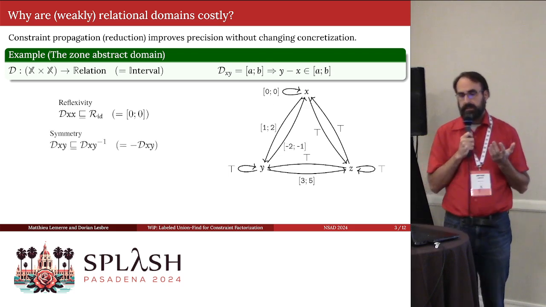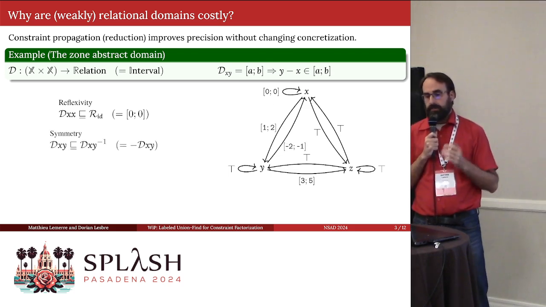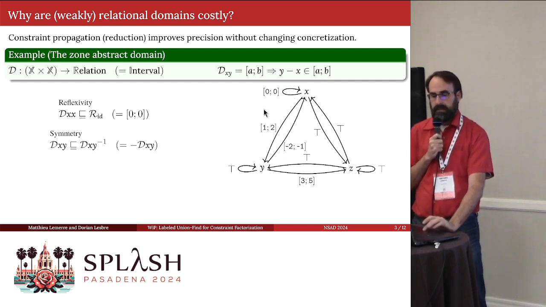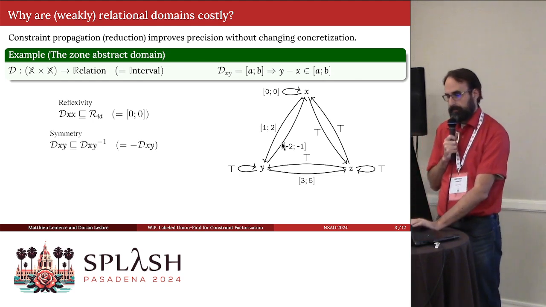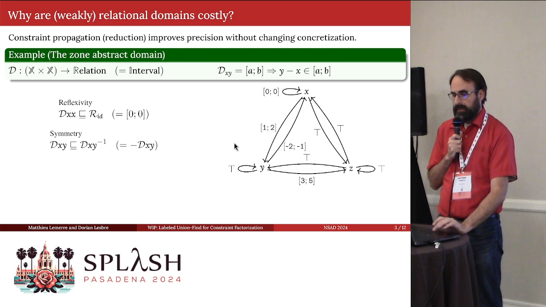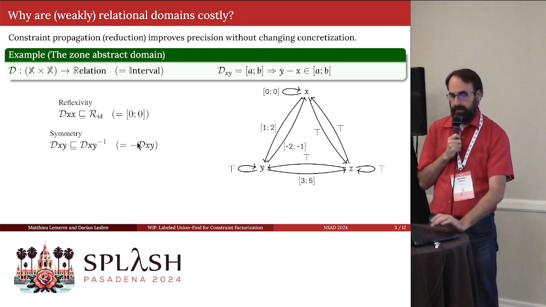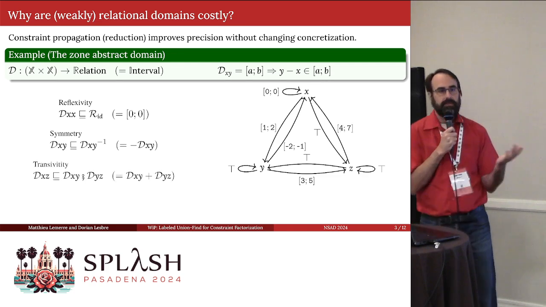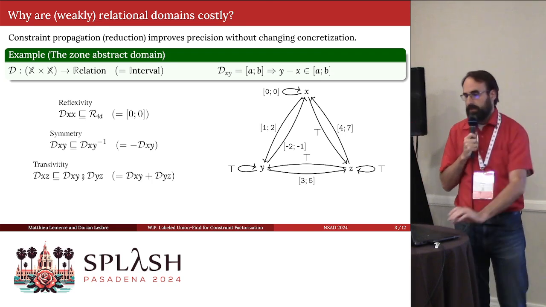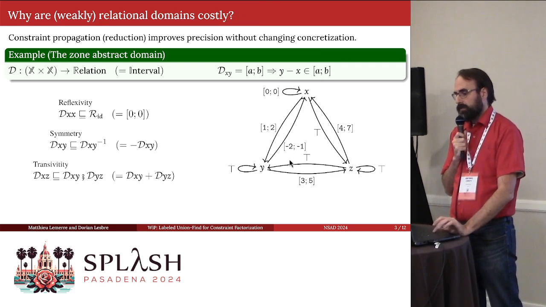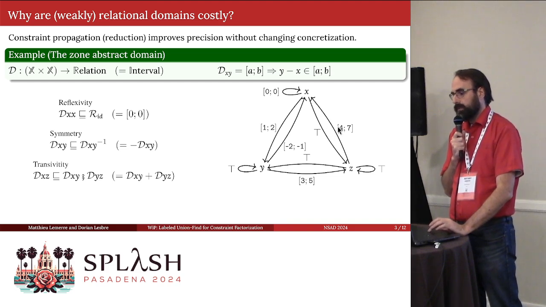The second one is symmetry. So if you know that y minus x is between 1 and 2, then x minus y is between minus 2 and minus 1. And so you can propagate like this. The operation done for this is the inverse of the relation. In the case of intervals, it will be just the negation. And the last operation that you can use is transitivity. So if you know that y minus x is between 1 and 2, and if you know that z minus y is between 3 and 5, then you know that z minus x is between 4 and 7.